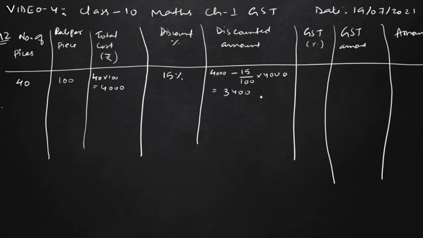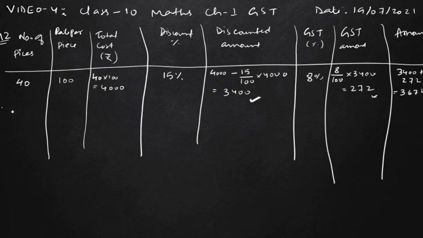This is the discounted amount, that means this is the price at which he will sell the item. Now GST is 8%. So the GST amount will be 8 by 100 into 3400. If we solve this, we will get 272. So what will be the bill amount? This is the discounted amount, and to this amount GST will be added. So this will be 3400 plus 272, that means 3672.